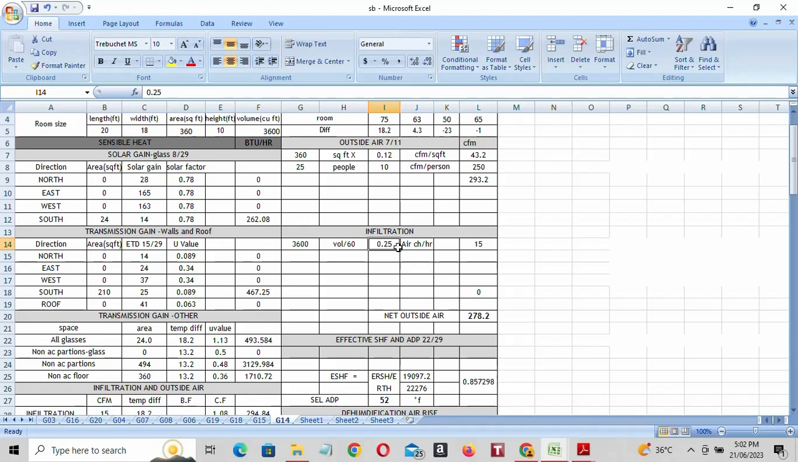If you multiply, you will get this one. So net outside air is 278.2. You will get it automatically by the E20 sheet. Okay.